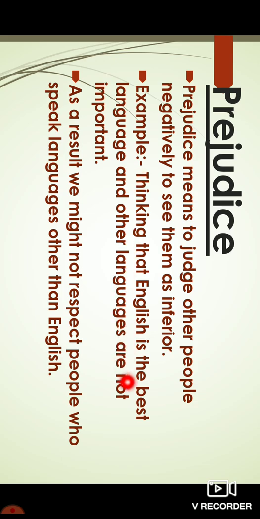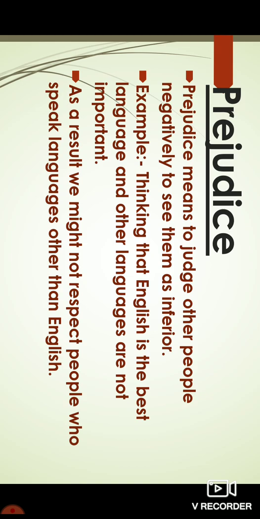Thinking that English is the best language and other languages are not important. This you can deal with every day. If you are living in a particular society and there are a few children who can speak English, those who go to English medium schools, and a few of them can't speak, automatically this comes to mind that yes, we are superior to these other children. Why? Because we are going to English medium, we can talk English, we can understand English, so we are somehow different and they are somehow inferior to us, we are better than them.